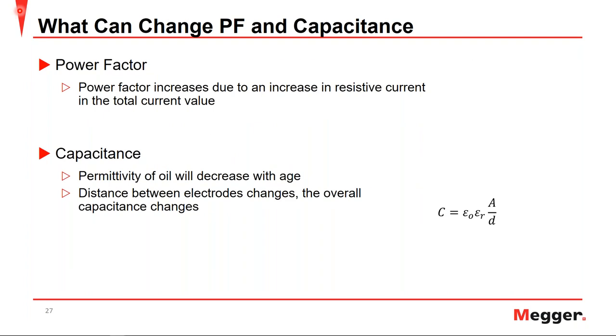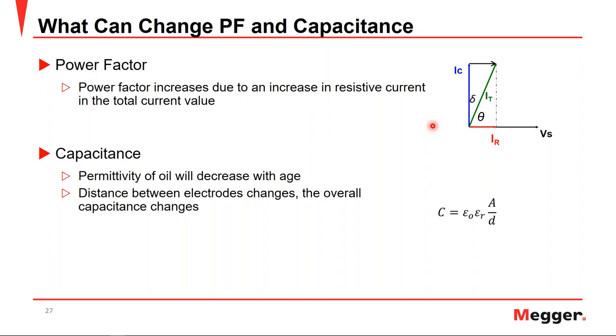So now that we know about this data, what actually causes a change in power factor or capacitance? When we talk about power factor, there are several factors that can lead to an increase in power factor, but overall, power factor increases due to an increase of the resistive current to the total current value. So looking again at our example here, we have our capacitive current, which we know is 90 degrees out of phase. We have our resistive current, which is in phase, resulting in our total current.